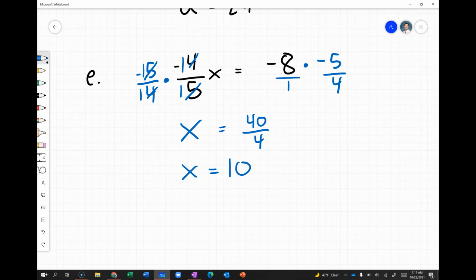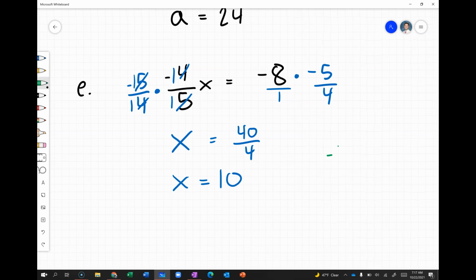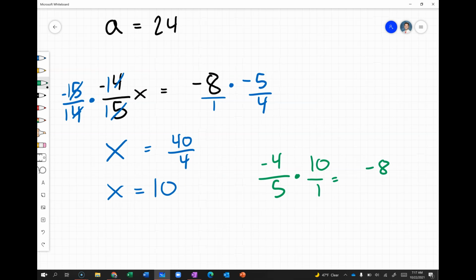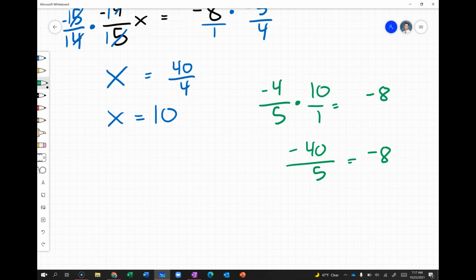If you wanted to check your answer here, negative 4/5 times x, which is 10, should be equal to negative 8. And that would give you negative 40 divided by 5, which is indeed equal to negative 8.